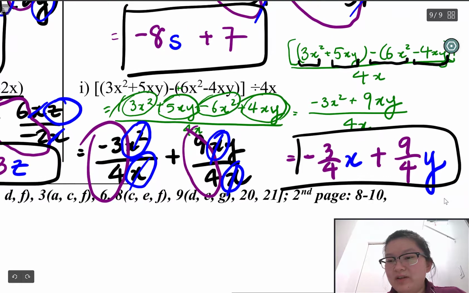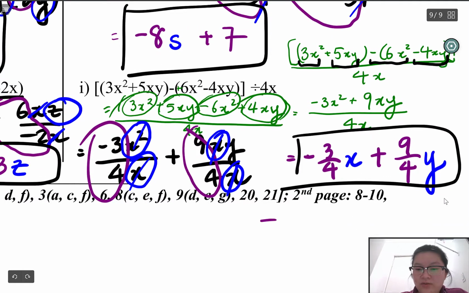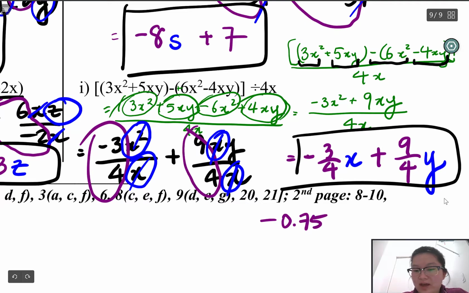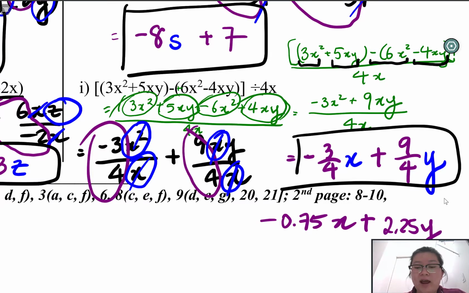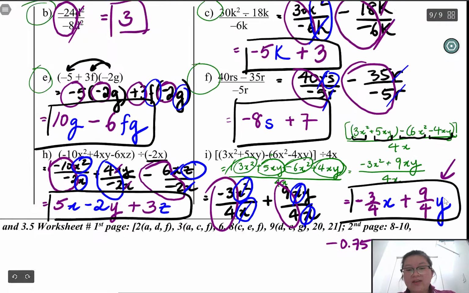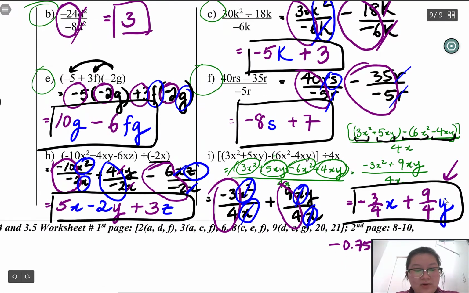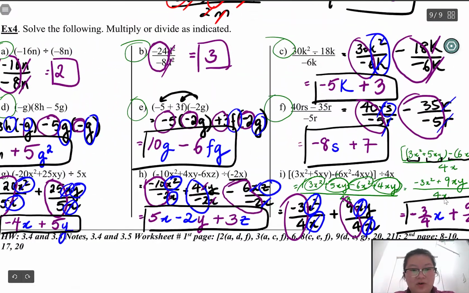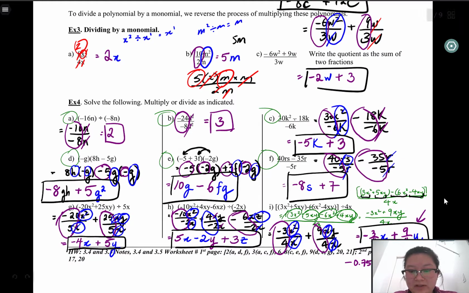And some of you might have been tempted to write it in a decimal form. So if you got 0.75x plus, what is this? This is 2.25y. Then I wouldn't mark you incorrect. However, I always prefer that you leave your answer in fractional form. And mixed number is not necessary. In fact, not preferred if possible. And it's more work for you. So anyhow, those are the examples for multiplying polynomials.